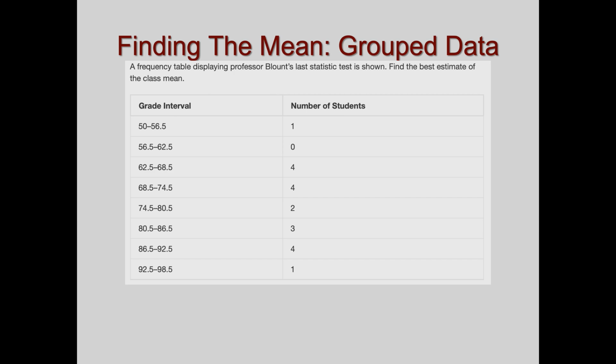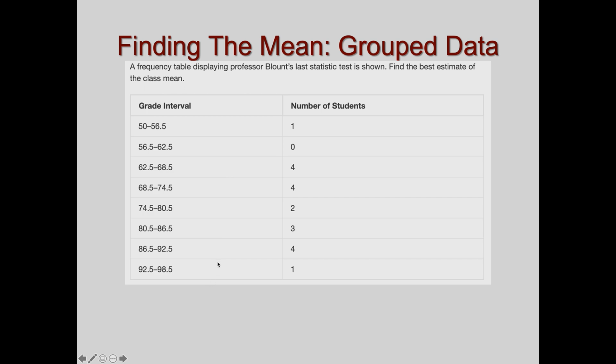For instance, if we look at this table, one student is in the interval from 50 to 56.5. There's nobody from 56.5 to 62.5. Notice, of course, all these intervals are the same width. That's very important. There are 4 students who are between 62.5 and 68.5, 4 between 68.5 and 74.5, and so on, all the way down to 1 student between 92.5 and 98.5.